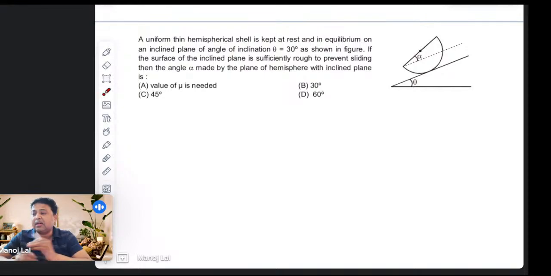This question is basically based on both translational equilibrium and rotational equilibrium. You have to understand the things. You have to understand even the condition of toppling. All these things you have to understand to solve this question.